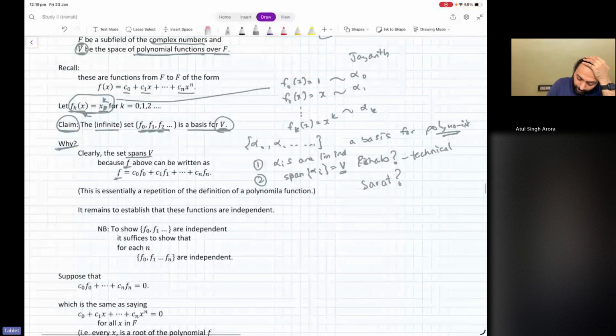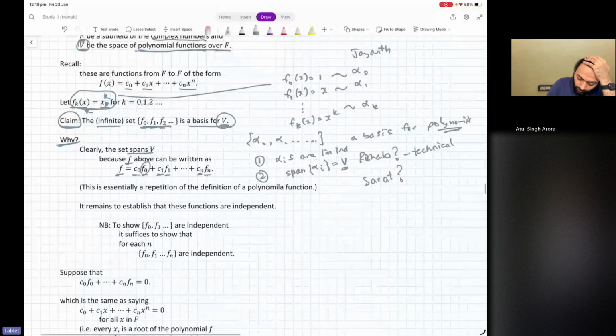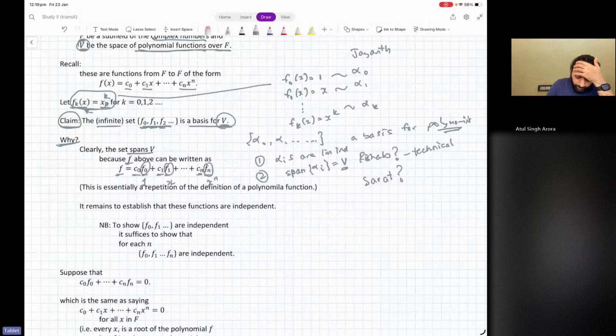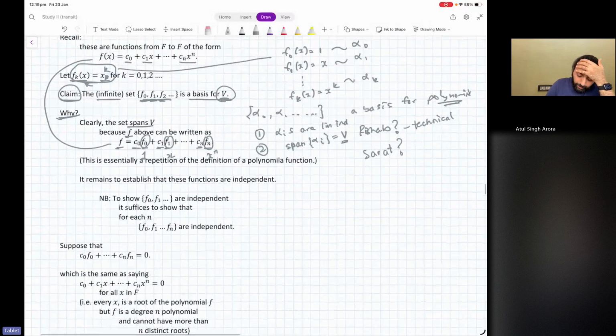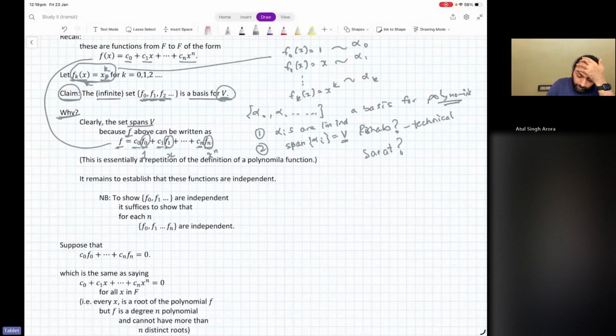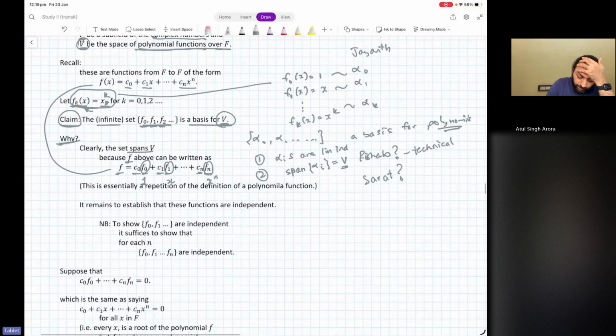Because one can write F as C0 F0 + C1 F1 + ... + Cn Fn, right? Because F0 is what? F0 was 1. F1 was x. And Fn is x to the power of n. Exactly. And what is the definition of Fx? It is identical, right? So clearly these Fk's clearly span the set of all polynomials, right?